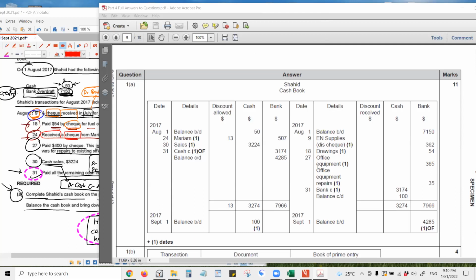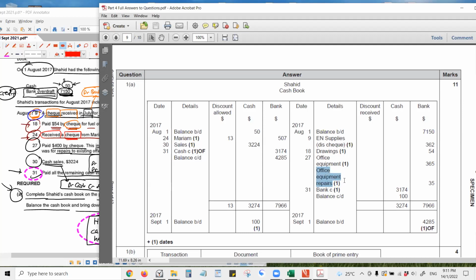Okay. Those of you who can observe here, there are not two office equipment here. This is office equipment repairs. The $35 is office equipment repairs. Okay, the 365 is office equipment. So this is office equipment repairs, not office equipment.